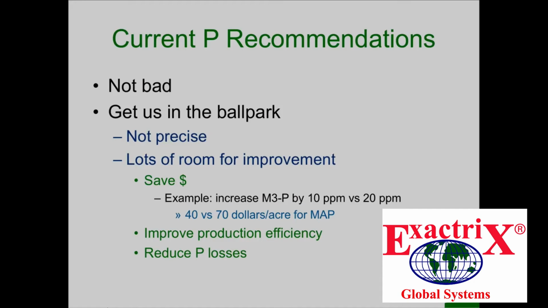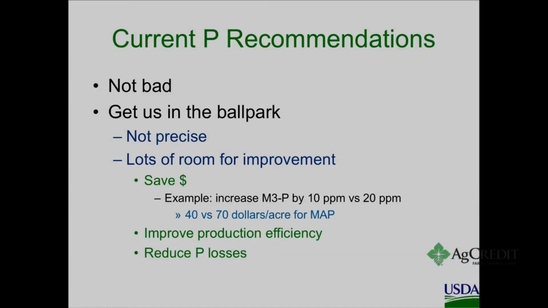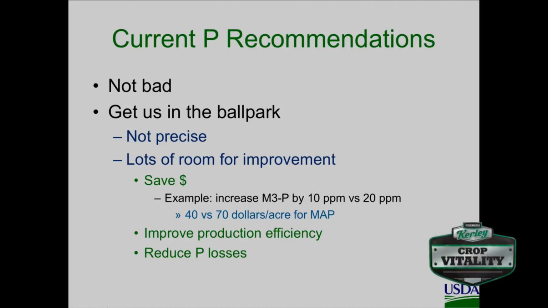Therefore, there's lots of room for improvement. This improvement would definitely save money. I mean, if you only had to increase your soil test P level by 10 milligrams per kilogram instead of 20, and if you're using MAP as your phosphorus source, we're talking savings of around $30 per acre. It's no small amount. More precise recommendations would additionally improve production efficiency and potentially reduce phosphorus losses. So here's where I'm starting right now. I'm going to determine those critical concentrations in solution for the plant. This is the approach we're taking.